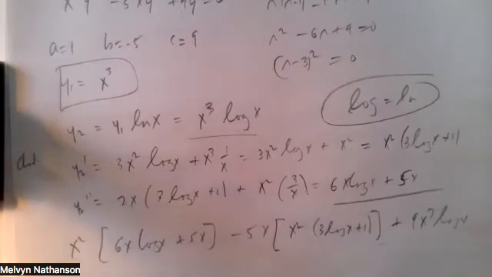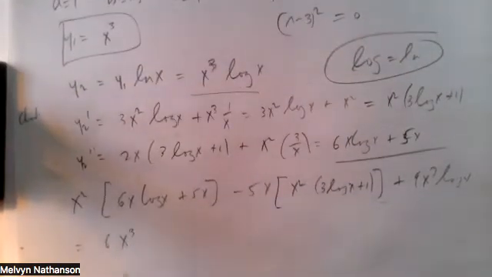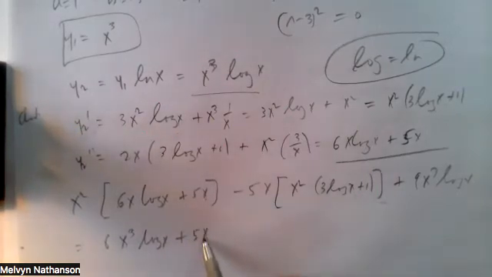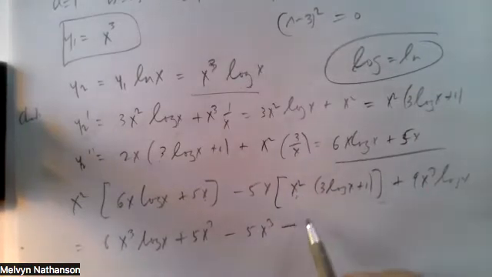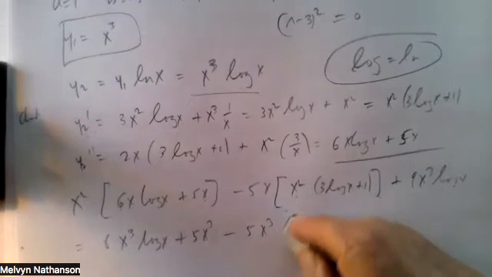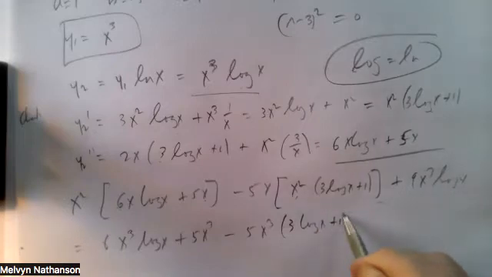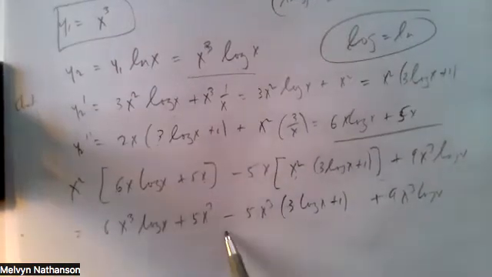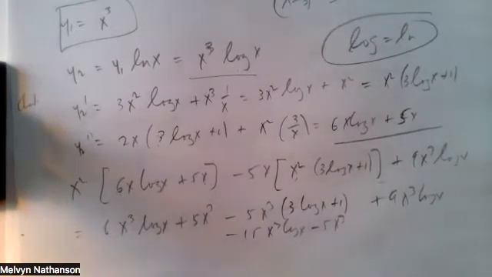Hope it works out. This is 6x cubed log x plus 5x cubed, minus 5x times x squared times (3 log x plus 1), plus 9x cubed log x. What we have here is minus 15x cubed log x minus 5x cubed.